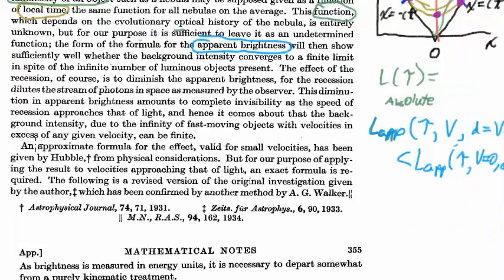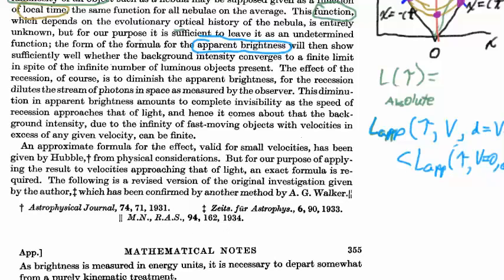Let's start that over. An approximate formula for the effect valid for small velocities has been given by Hubble in Astrophysical Journal 74, 71, 1931, from physical considerations, but for our purposes of applying the result to velocities approaching that of light, an exact formula is required. The following is a revised version of the original investigation given by the author in Zeit für Astrophysik 690, 1933, which has been confirmed by another method by A.G. Walker in MNRAS 94-162-1934.